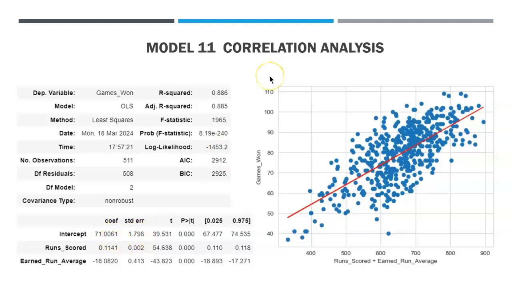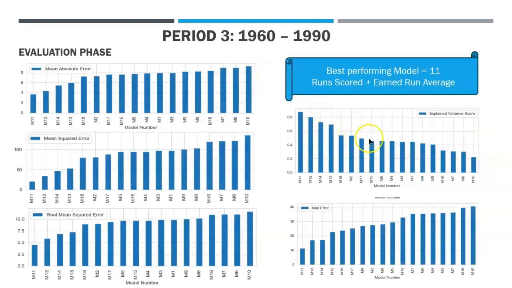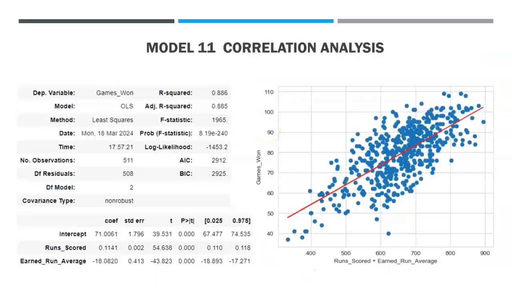71.0061. In addition, this analysis revealed model 11's outstanding performance with the highest explained variance score of 0.93 and the lowest max error of 11.88. All this is deemed statistically significant. Also, from this graph, we can see that there is a positive correlation. So overall, we can assume that for period 3, 1960 to 1990, run score plus run average is a good prediction of games won.